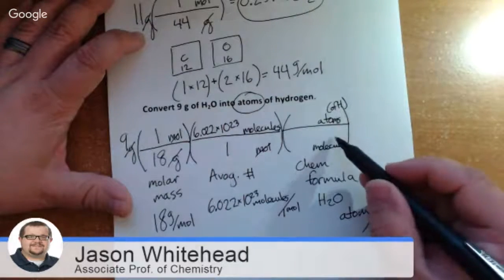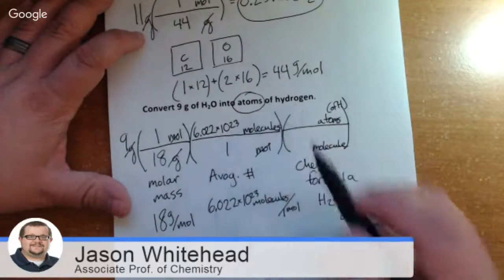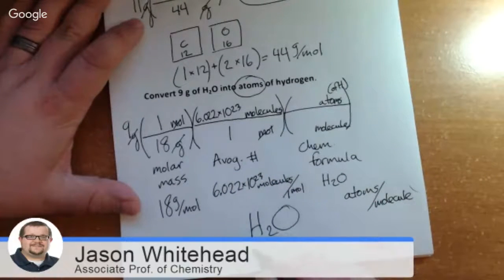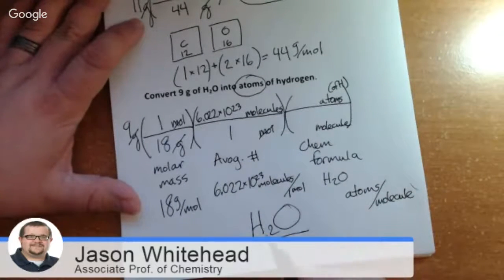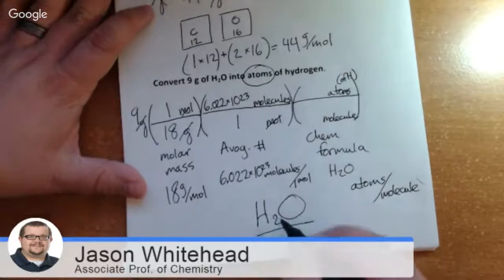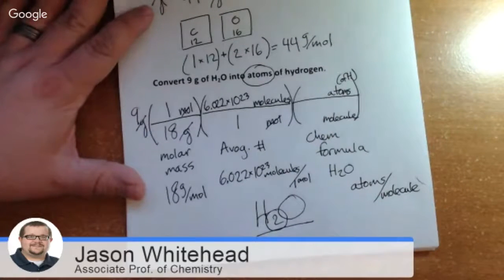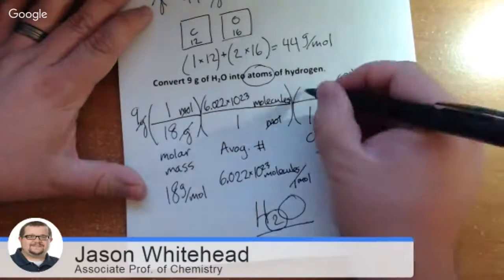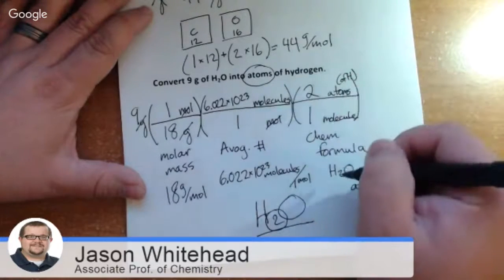For my chemical formula, we're looking for atoms of hydrogen. So let's focus on H2O. For every 1 H2O molecule, 1 entire molecule, I've got 2 H atoms. So that's what goes in here. For every 1 molecule, I have 2 atoms of hydrogen.